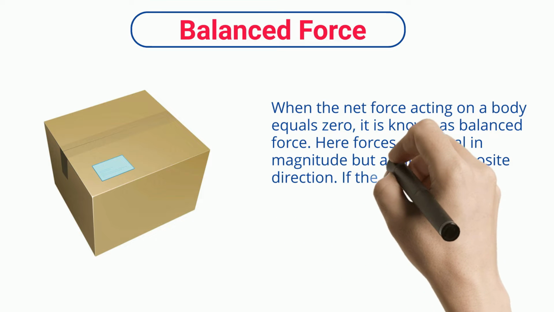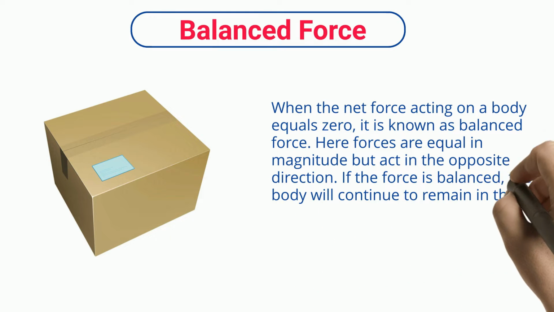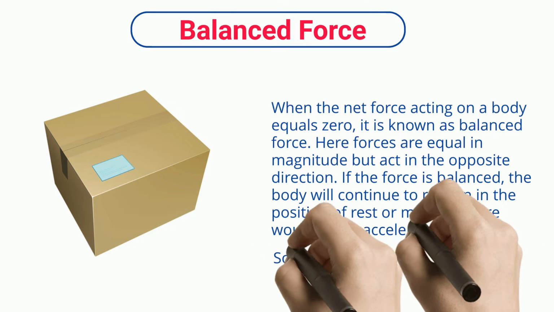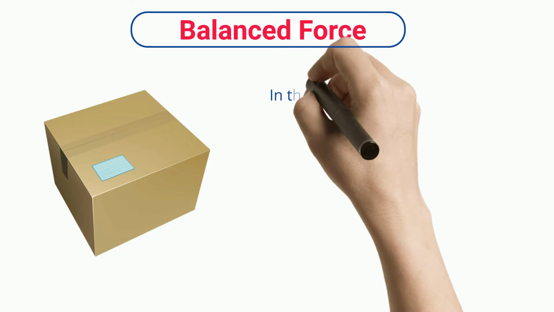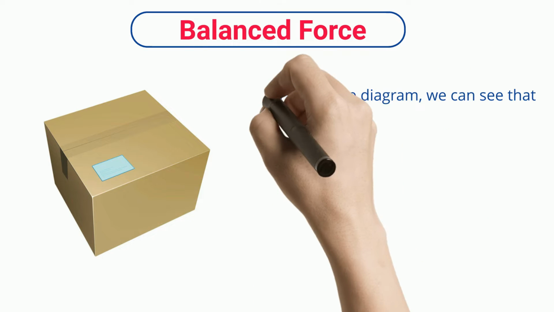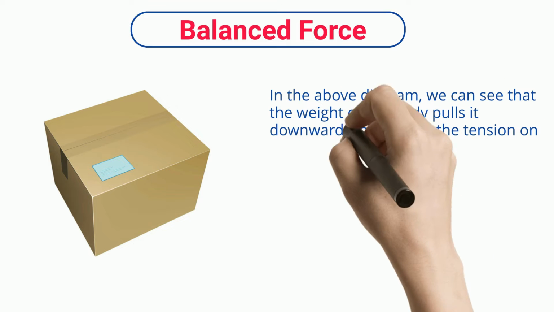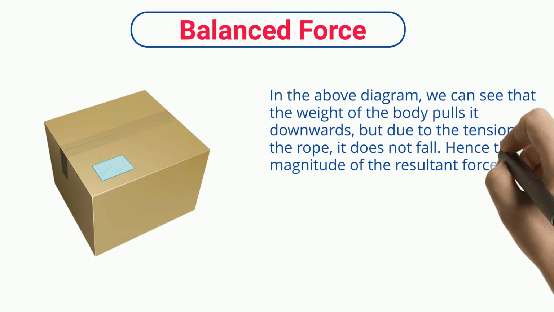If the force is balanced, the body will continue to remain in the position of rest or motion. There would be no acceleration. Some instances of balanced force are: in the above diagram, we can see that the weight of the body pulls it downwards, but due to the tension on the rope, it does not fall. Hence the magnitude of the resultant force acting on the body is 0.